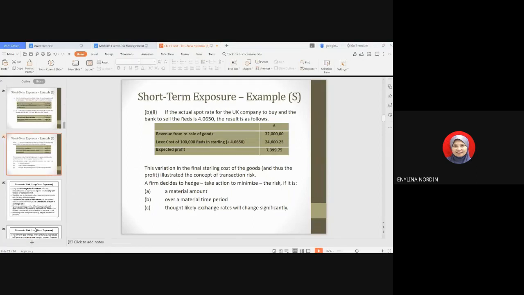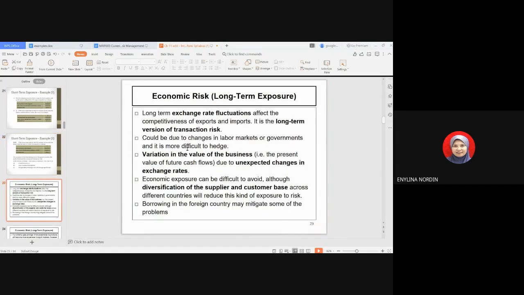Okay, and then long-term exposure, that is economic risk. So this is what I mentioned just now. It's the long-term exchange rate fluctuations that will affect the competitiveness of export and import, that will make the price of export and import higher or lower.